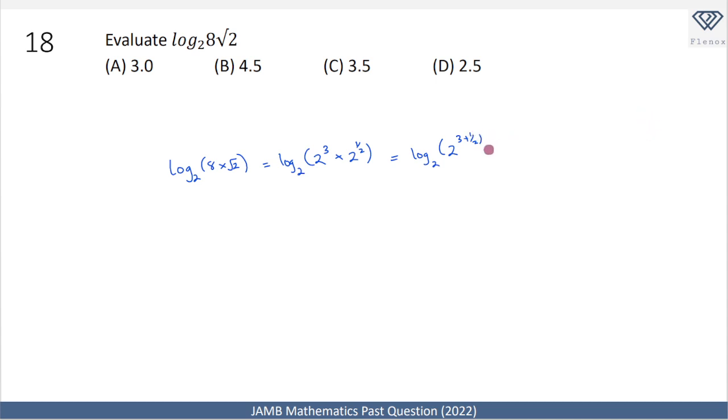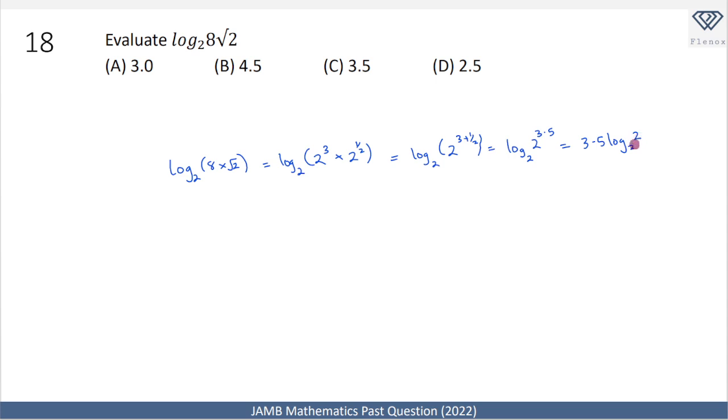And what is 3 plus half? So this is the same thing as saying log 2, then 2 raised to the power 3.5, because 3 plus half is 3.5. Now we can bring this down here, which is the same as 3.5 log 2 to base 2.